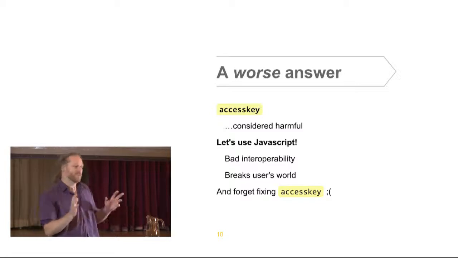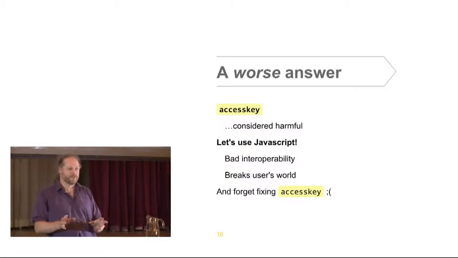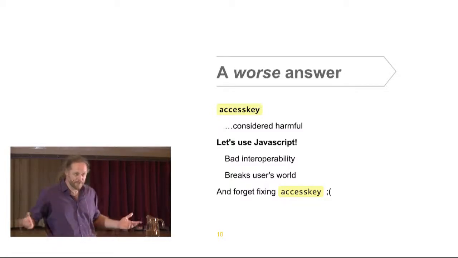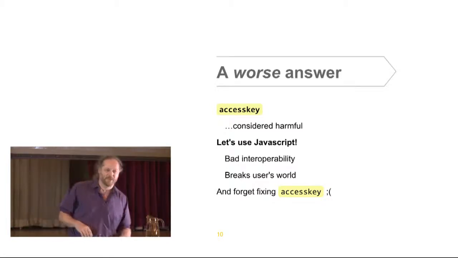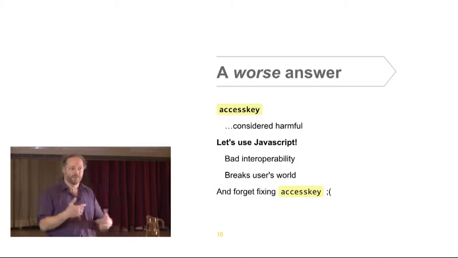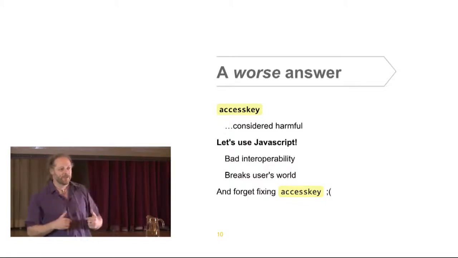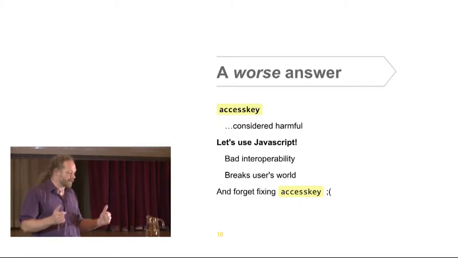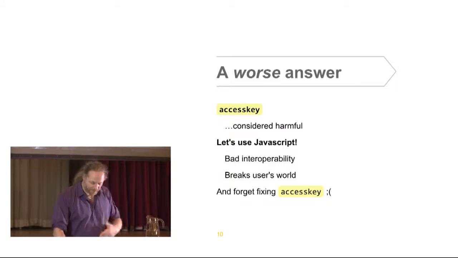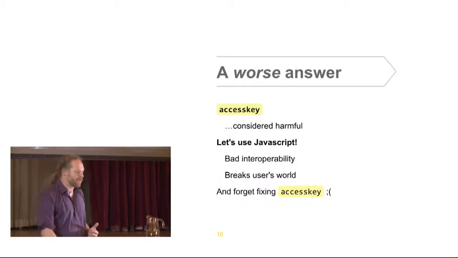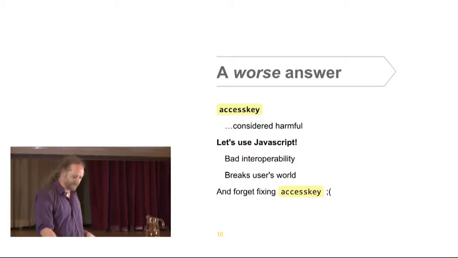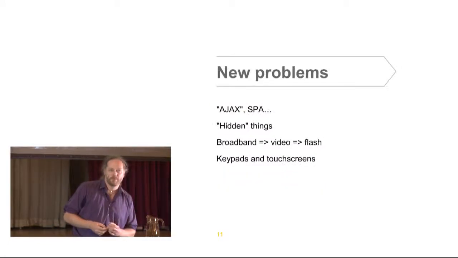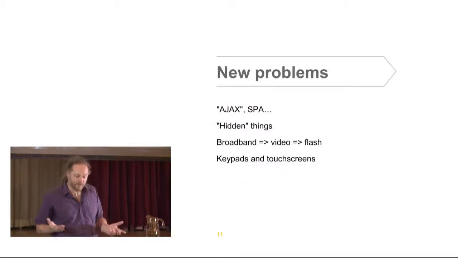So access key, in that sense, was much nicer. You can do a document.querySelectorAll square brackets access key and find the access keys and see what's there. That's much easier. You have a way of actually working through things. But we knew that access key was bad, so we just left it alone for a decade. We didn't fix anything, didn't solve any of its problems. We created new problems, new things that were difficult.